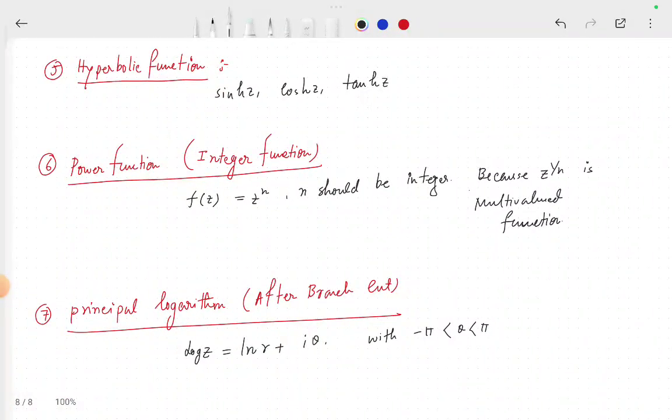Okay, very good. In the next lectures, I will discuss multivalued functions in detail, and also branch cut and branch point. These are very important topics.